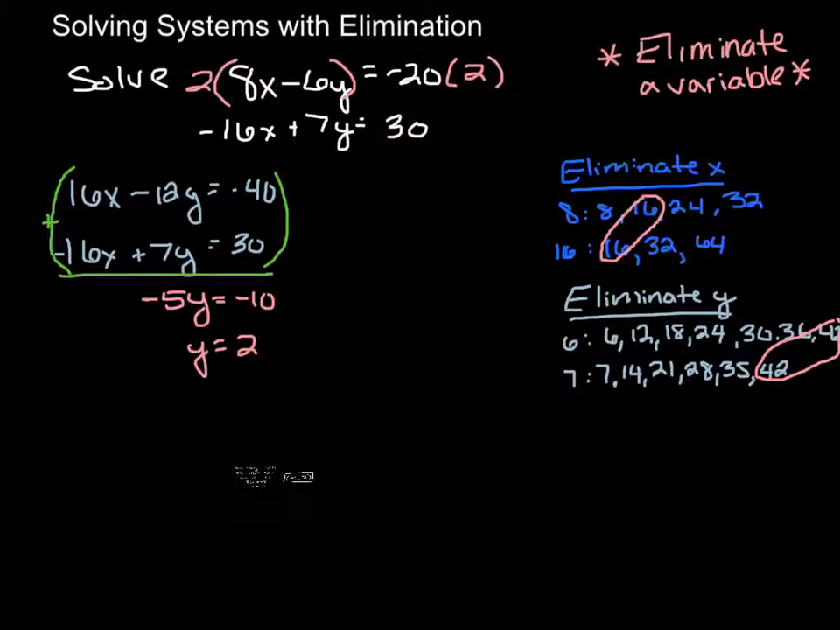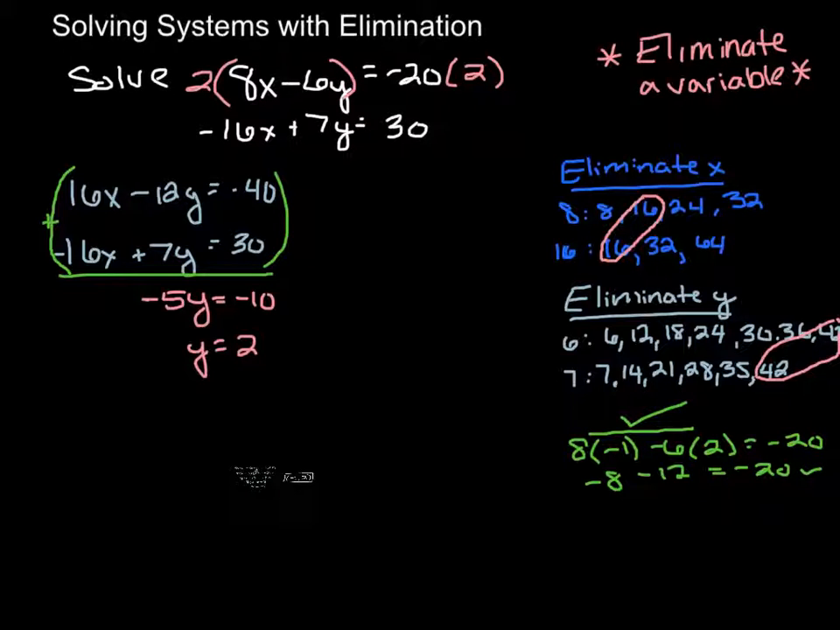And just for good measure, I'm going to try and check this. I'm going to change my color here, so we're doing the check down here. I'm going to plug negative 1 and 2 in for x and y. So for the first equation, we have 8 times negative 1 minus 6 times 2, and that should equal negative 20. Negative 8 minus 12. Okay, well, negative 8 minus 12 is indeed negative 20. So this one works out just fine.